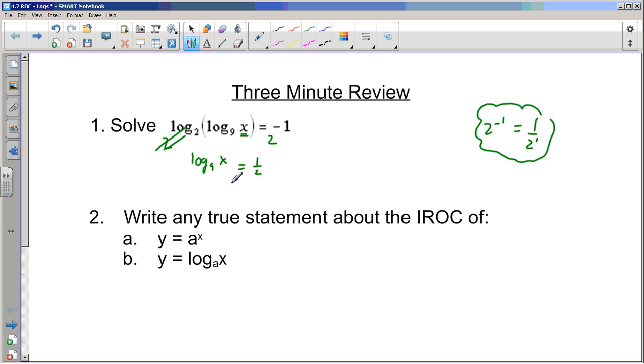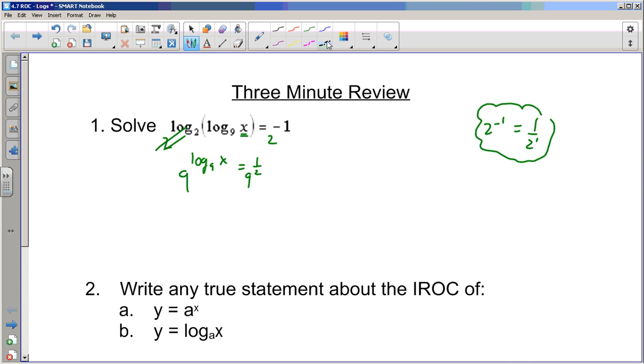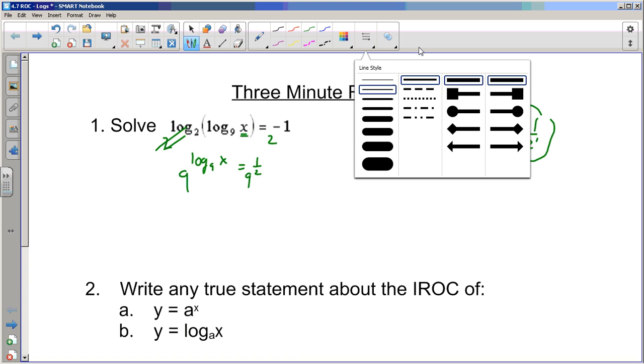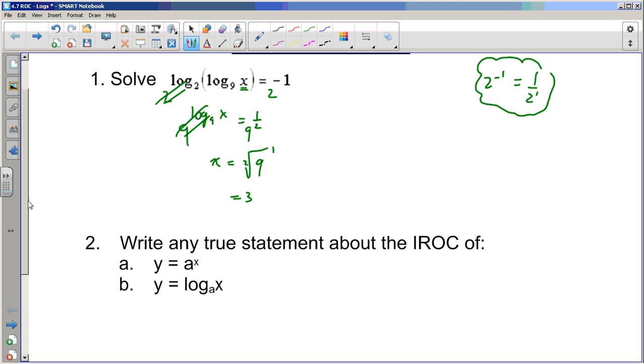Next step is opposite operation of log base 9 is exponential function base 9. Running out of room. And then this cancels each other out, and I'm left with x equals 9 to the exponent a half. Well, 9 to the exponent a half, remember your exponent laws. The number on the bottom is the root, number on the top is the exponent, 3. Good old 3. And that's it. I could substitute it back in there, but it does work.